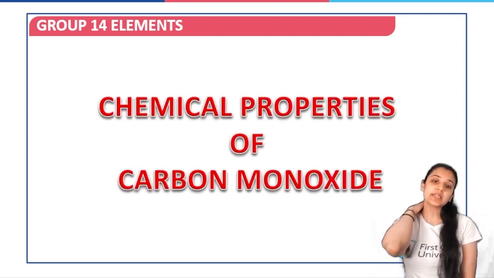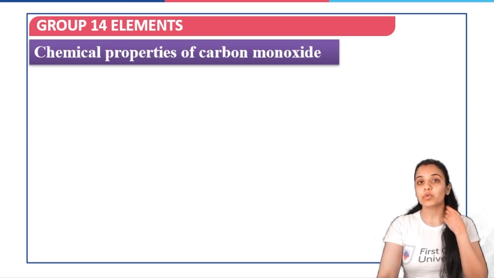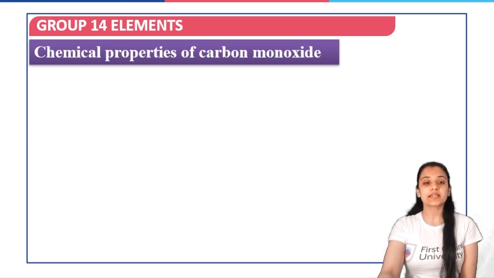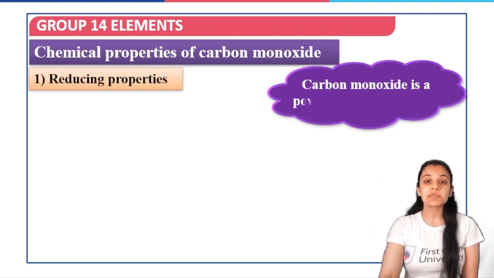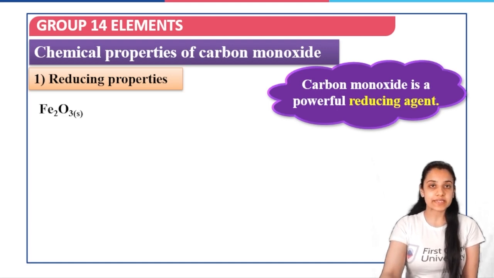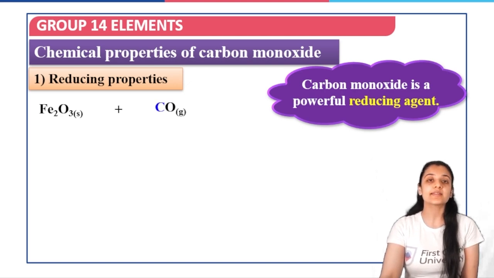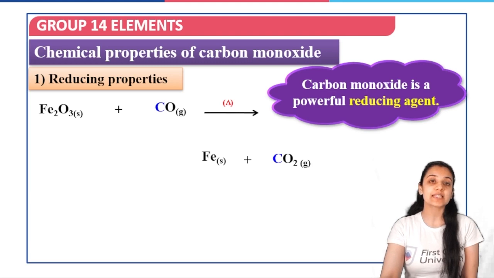Next, we move on to the chemical properties of carbon monoxide. So we have talked about the methods of preparation of carbon monoxide and the physical properties. Let's quickly now talk about the chemical properties. The first one is reducing properties. So carbon monoxide is a very powerful reducing agent. If I take, for instance, ferric oxide, Fe2O3 solid, and I add CO gas to it, on heating, what I get is solid iron, and CO2 is produced as the side product.